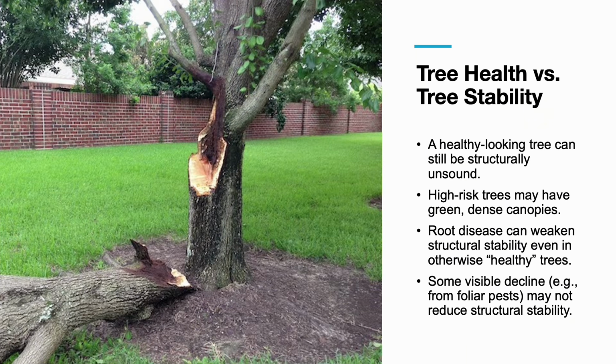A healthy canopy doesn't always mean a stable tree. We've seen high-risk trees with dense green foliage because water and nutrients are still flowing. But root disease, decay, or other hidden issues can make the structure weak. On the flip side, a tree may look stressed or declining from foliar pests but still be structurally sound.